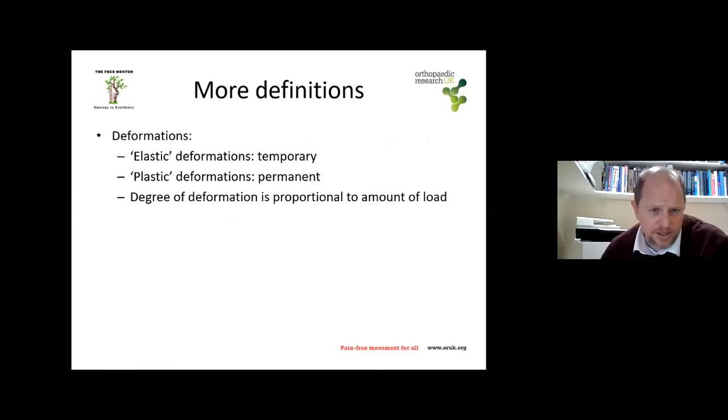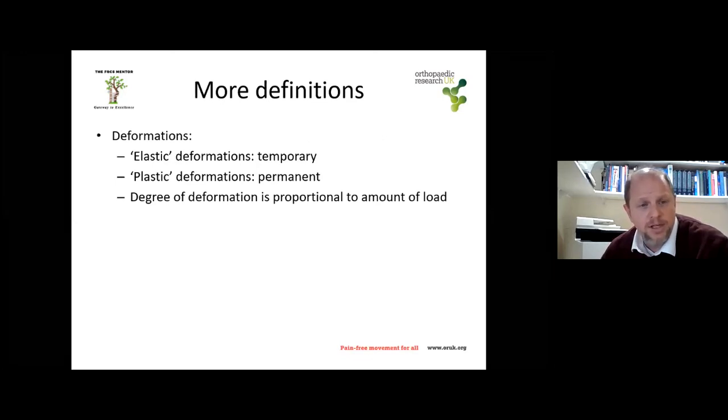Those deformations that I mentioned that happen to a body when a load is applied to it can either be elastic deformations, which are temporary. In other words, when you remove the load, the shape of that material will go back to what it was before. And plastic deformations are permanent changes in length or shape. And in general, and we'll see that on the stress strain graph in a minute, the degree of deformation is proportional to the amount of load that is applied to a material.